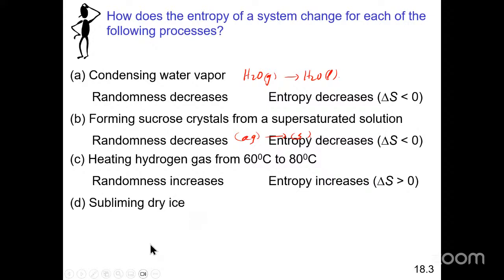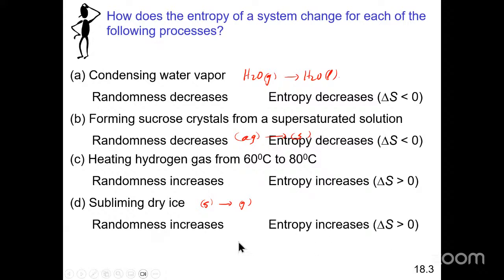I think I have one more here. Subliming dry ice. Now, I don't know if you know what subliming is. Sublimation is basically going from the solid state to the gaseous state without going through the liquid state. So if you're going from solid to gas, would that correspond to an increase or decrease in entropy? Increase, exactly. Somebody just chimed in, yes, a large increase. So the answer is that there will be an increase, which means that delta S is positive. I think that's the last one.